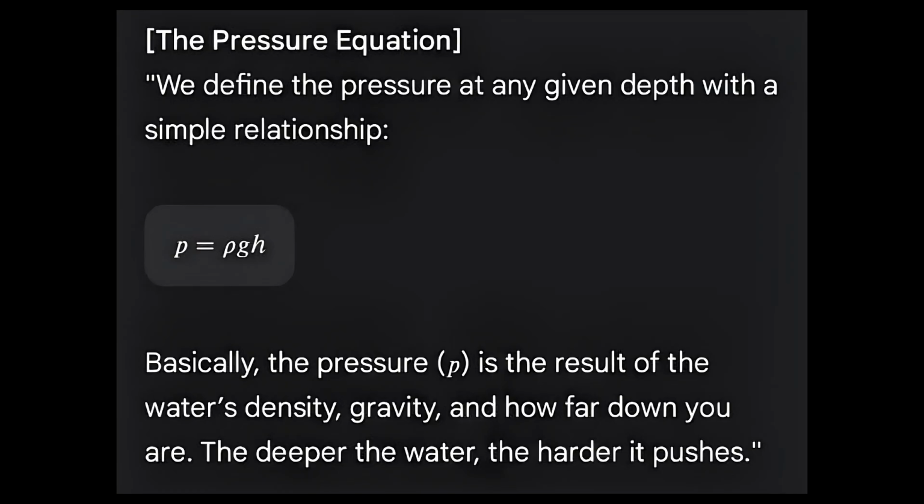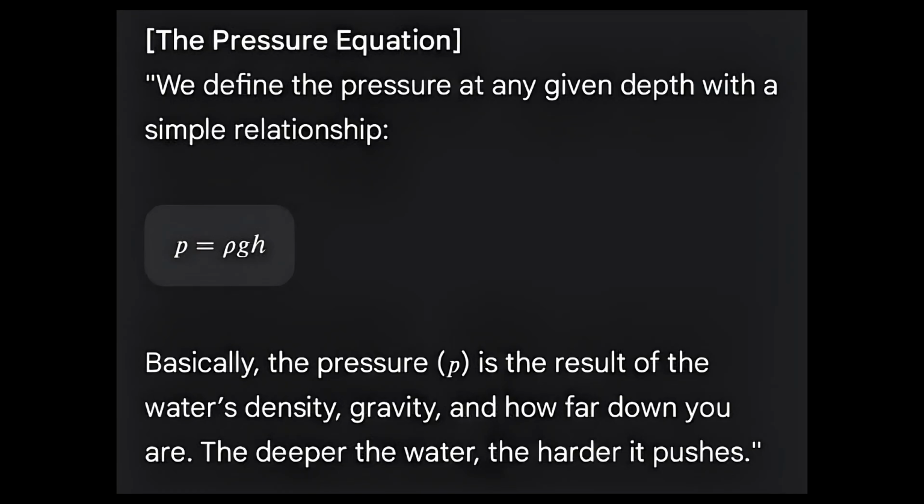We define the pressure at any given depth with a simple relationship. That is, pressure equals rho g h. Basically, the pressure P is the result of the water density, gravity, and how far down you are. The deeper the water, the harder it pushes.